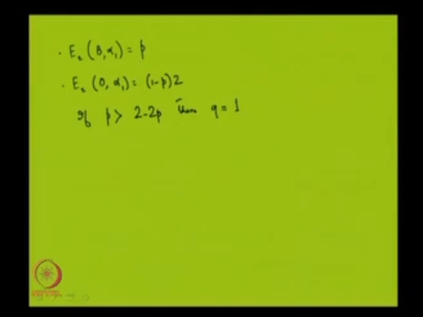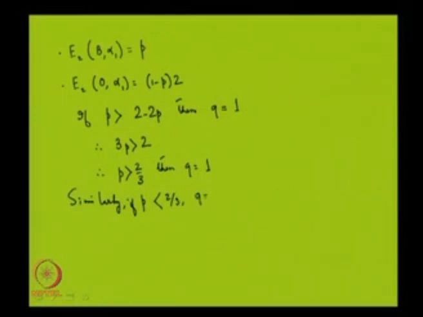And what does this mean? It means 3p is greater than 2, or p is greater than 2 divided by 3. So, if this happens, then q is equal to 1. Similarly, I can deduce that if p is less than 2/3, q will be equal to 0. If p is equal to 2/3, q can take any value between 0 and 1.